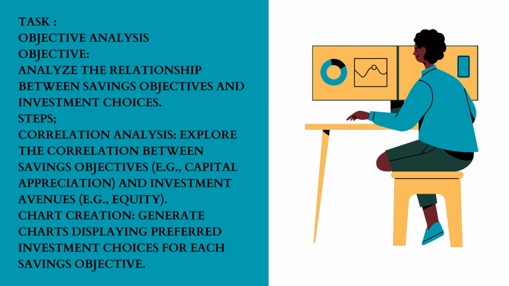There are two steps involved in this task. Correlation analysis, in which we have to explore the correlation between saving objective and investment avenue, and chart creation, by generating a chart displaying the preferred investment choices for each saving objective. So let's start our task.